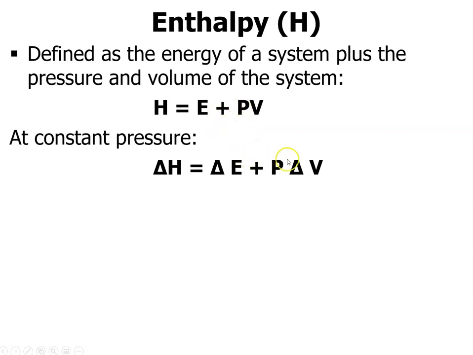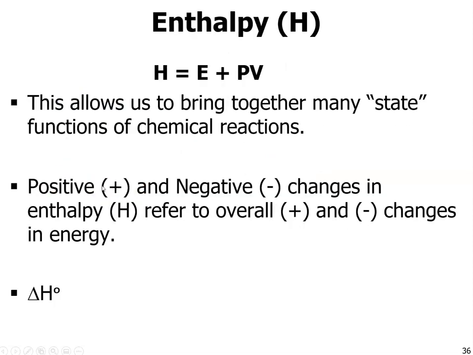At a constant pressure, we would have something like this. The change in enthalpy is equal to the change in energy plus the pressure times the change in the volume. The pressure obviously has to be constant here. Again, this allows us to bring these state functions together, so we can get rid of the concerns of pressure and volume change, and we can do these under standard conditions, which is typically 1 mole of the compound we're looking at, 25 degrees Celsius, and 1 atmosphere of pressure. Those are some of the standard states at which we would look at this.